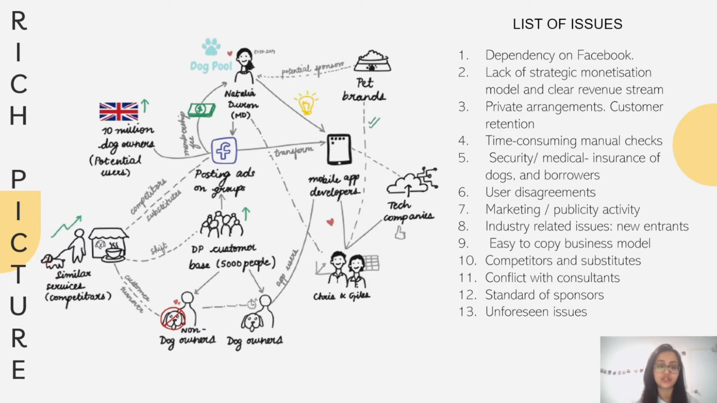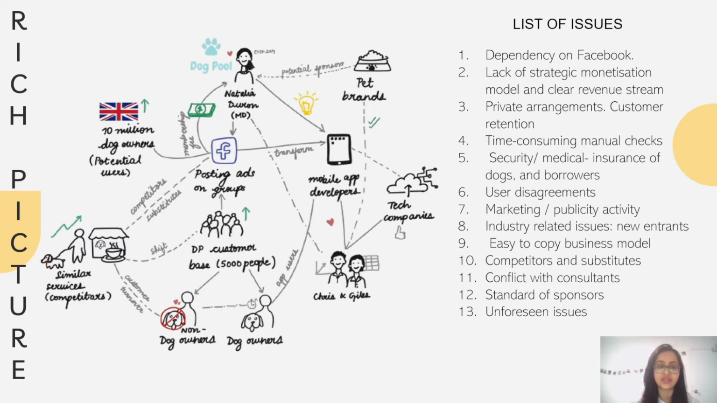This tool helps us to fully describe Dogpool's current business context in terms of the firm, industry, and external factors that affect it. Rich picturing will consequently help us identify the various current and potential issues that your business could face. With the current business model, certain problems arise.